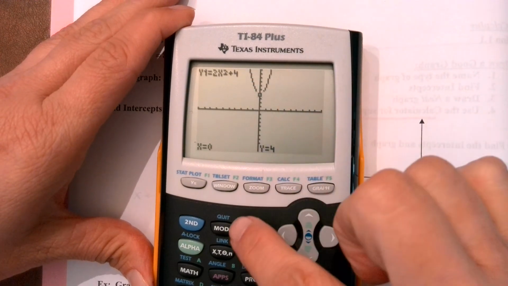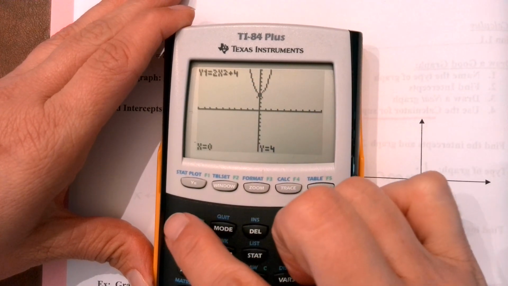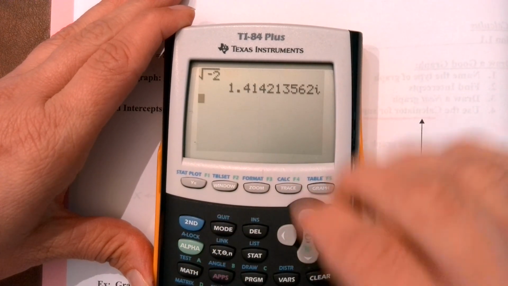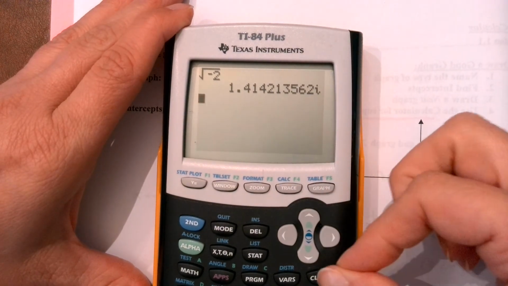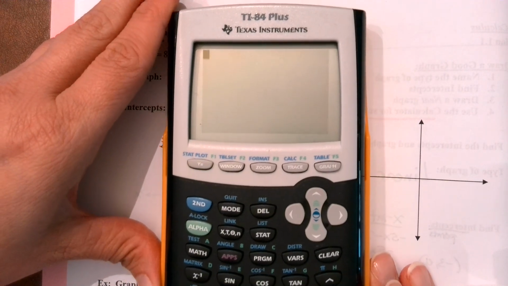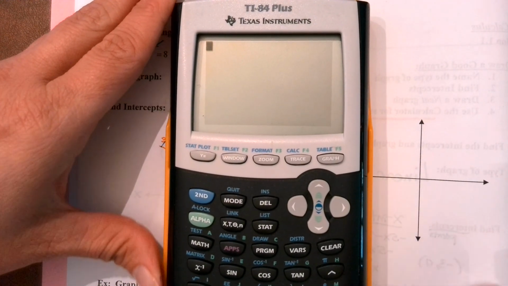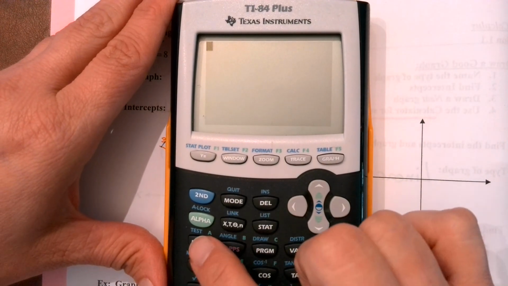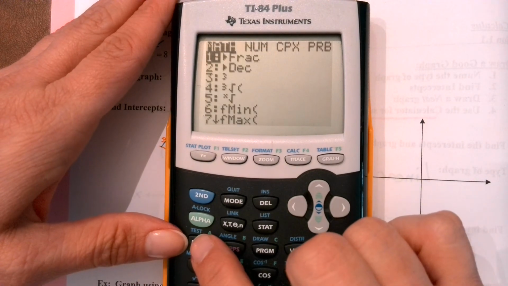To get out of here, you're going to quit. We're going to second quit. If you have calculations here, you can clear them out. You can leave them, it doesn't matter. And so we want to find the cubed root button. And where you go for that is in math over on the left.